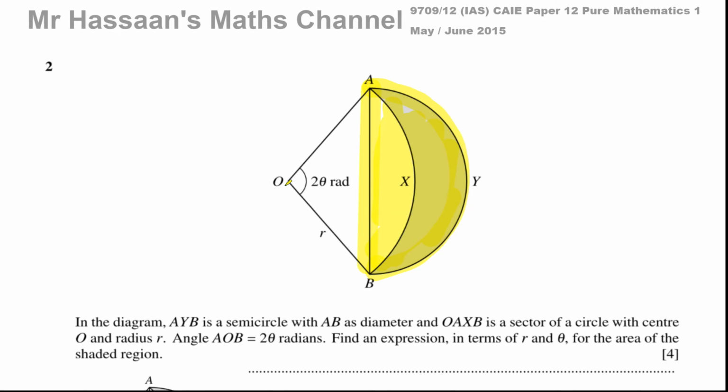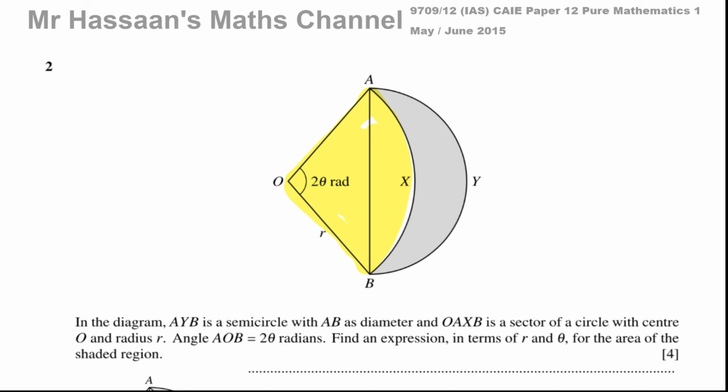And then it says OAXB is a sector of a circle with center O and radius R. So we have OAXB, which is basically this sector here. It looks like a slice of pizza. This is the sector OAXB, it has center O and radius R, and the angle AOB is 2 theta radians. We've got to find an expression in terms of R and theta for the area of the shaded region, this shaded area over here.